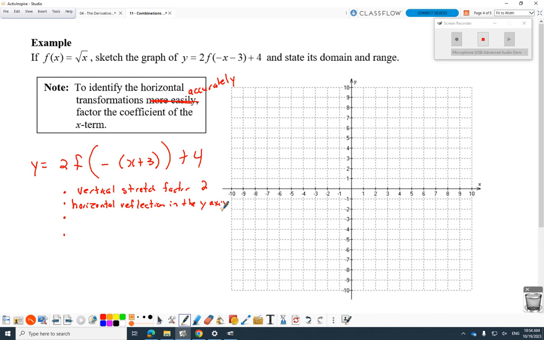The +3 in the brackets. Horizontal translation. Left 3. And then the +4 vertical translation. Up 4. I hope those two are starting to become easier. It's like, okay, I'm good with the translations. The reflections and the stretches I'm still working on a little bit.